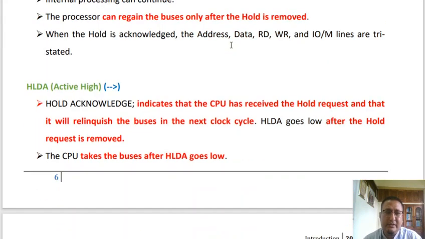Now hold acknowledgement is an active high signal. Hold acknowledgement indicates that the CPU has received the hold request and will relinquish the bus in the next clock cycle. This is very important because whenever there is an external request for the use of the buses, the microprocessor has to acknowledge the request through hold acknowledgement. Hold acknowledgement goes low after the hold request is removed.